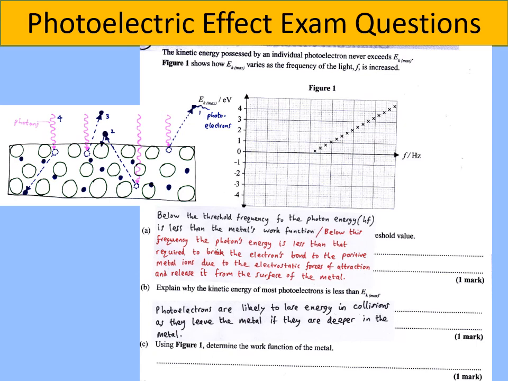Okay, now using figure 1, determine the work function of the metal. Okay, so for this one, what we need to do is take the work function. How do we find the work function? It can be found by extending the line of best fit and seeing where it crosses the y-axis. So let's do that on our graph. And what we find is that the y-axis point where the line crosses is 3.6 electron volts.